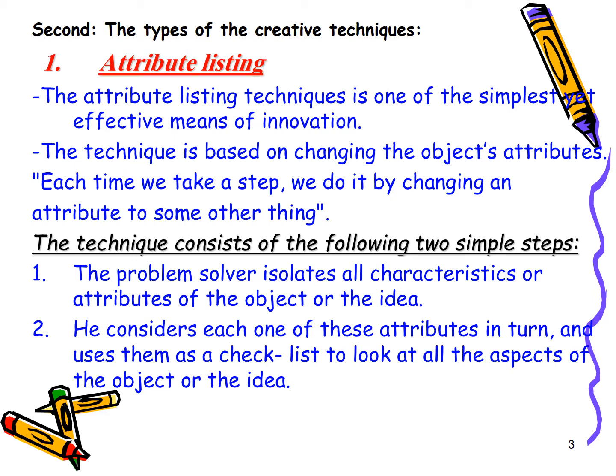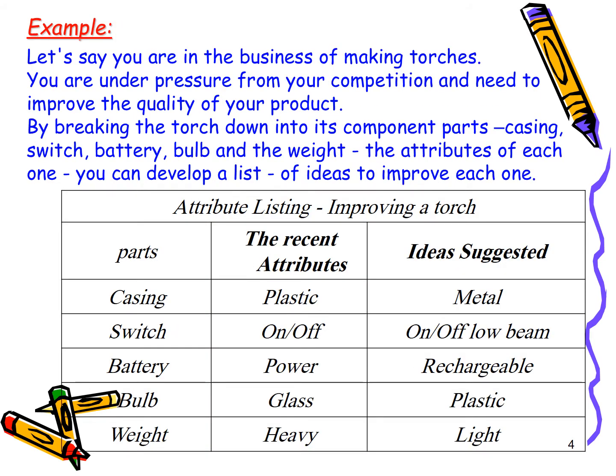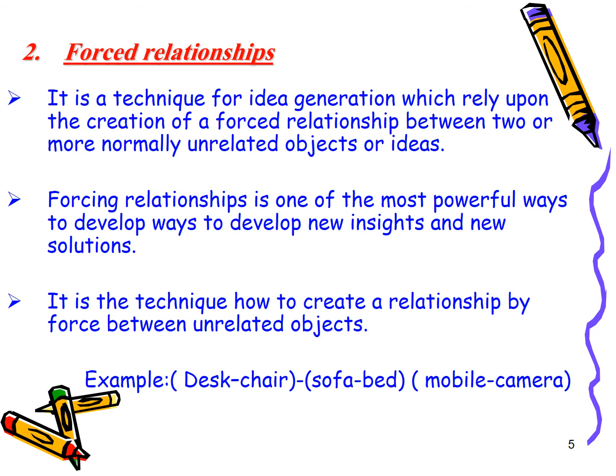To start, suggest new attributes. He considers each one of the attributes in turn and uses them as a checklist to look at all the aspects of the object or idea. This is the first technique. Isolate the recent attributes and suggest new attributes.